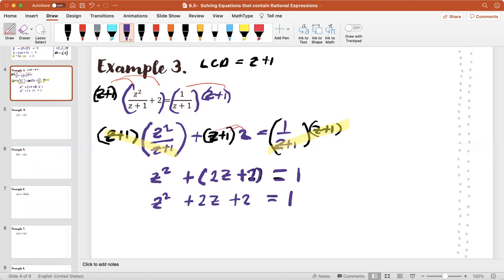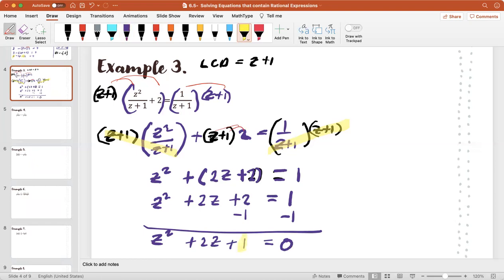The result here is a quadratic equation, and we can simplify this. Let's make sure that you make your right side 0: minus 1, minus 1. Therefore, you have z squared plus 2z, 2 minus 1 is 1, and that's equal to 0. It's a quadratic trinomial, which is easy to factor. Take a look at this: product 1 and a positive 2 as the sum. Using our factoring method, the product is 1, the sum is 2. What are the factors of 1? You have 1, 1.